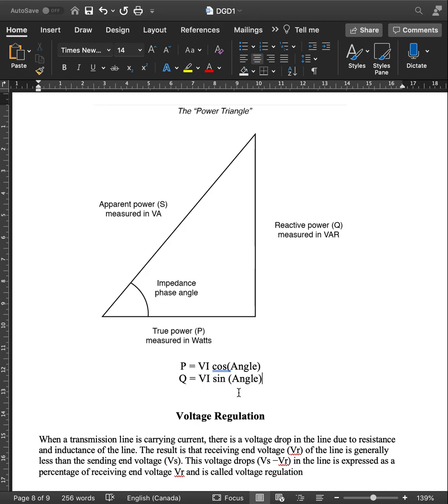And hence, since it's a right angle triangle, you can use the hypotenuse rule: S squared is equal to P squared plus Q squared, so S is the square root of P squared plus Q squared. If you want to find just one component of power, you can always use this rule to calculate the one missing component in the circuit.